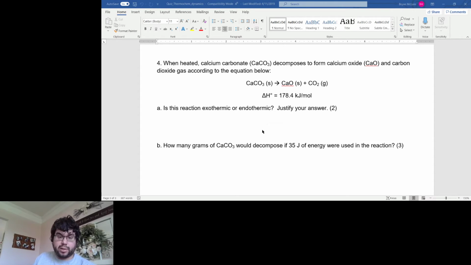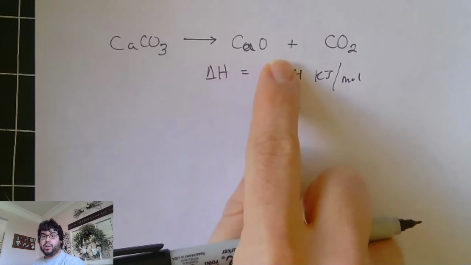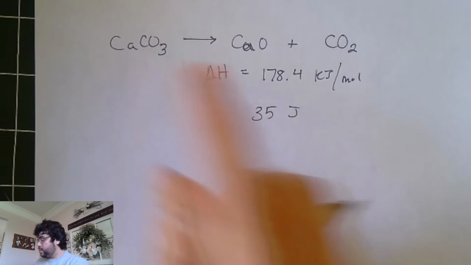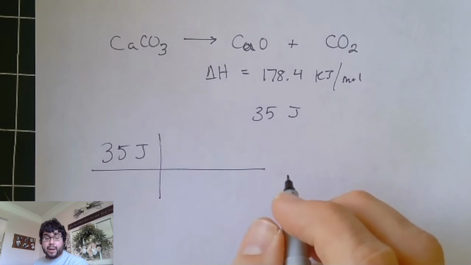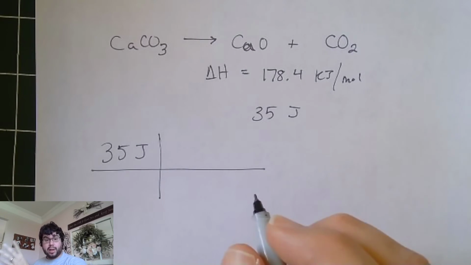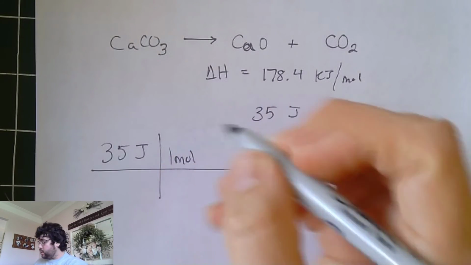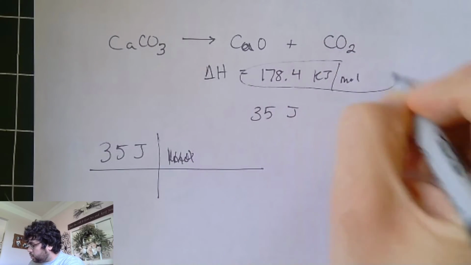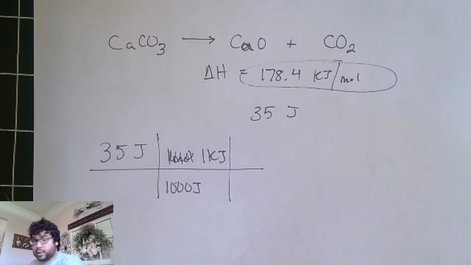So let's do that reaction. This is kind of just working backwards. Here's our reaction equation. If I use 35 joules of energy, how much of this is going to be used? I'm going to take my 35 joules of energy and convert that from pure energy to moles of reaction. But this is in joules, so I'm going to do this a little differently. How many joules are in a kilojoule? Because this is in kilojoules. So 1,000 joules to 1 kilojoule. That way the number is in kilojoules.